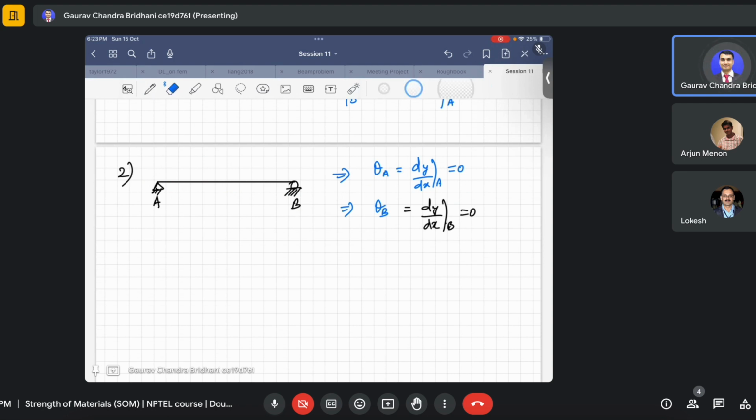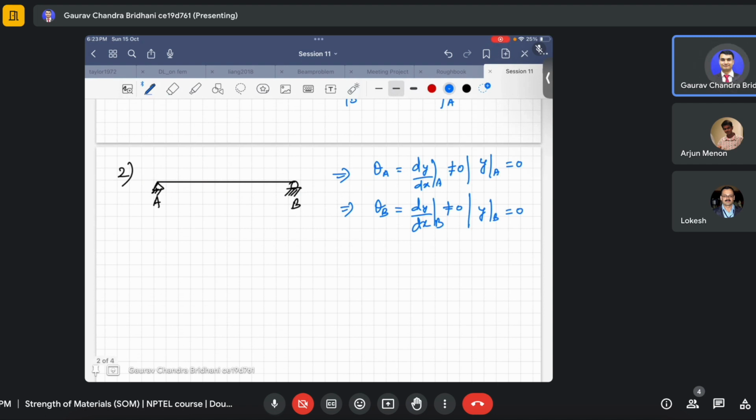Sorry, I am writing it the other way. I should have written non-zero. Theta B, dy/dx at B, is non-zero. So what is zero? Deflection. Y at A is 0 and Y at B is 0. Deflection is 0, theta is not 0 there. Sometimes in a hurry we make that mistake, but we should remember that.